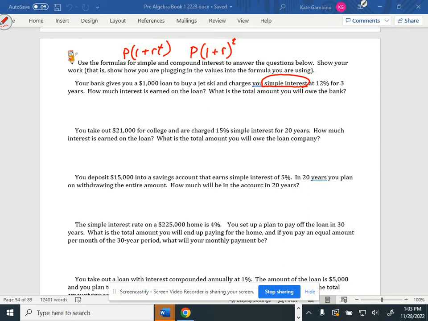So along with knowing that I'm doing simple interest, I know that my principal, they give me $1,000. That's my principal. So I'm going to put a P above that. 12% is what? Is that my principal, my rate, or my time? James? That is the rate, so put an R above that.